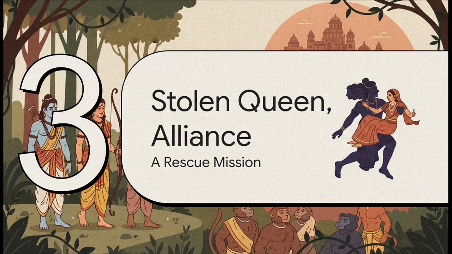Now, Rama doesn't go into exile alone. His loyal wife Sita and his brother Lakshmana go with him. But their 14 years in the forest are about to get a lot more intense than just surviving in the wild. A dark shadow is coming, and it's about to turn this exile into a desperate rescue mission.